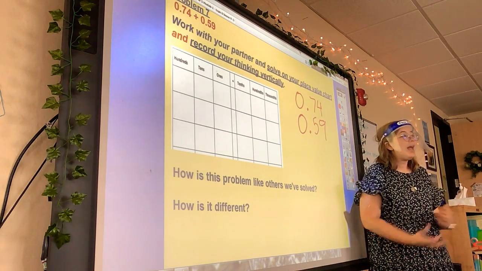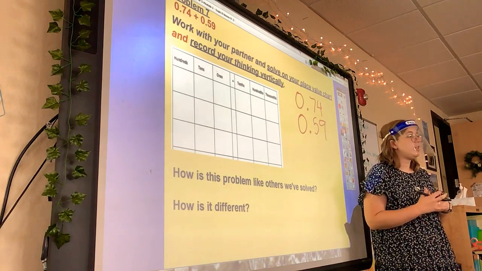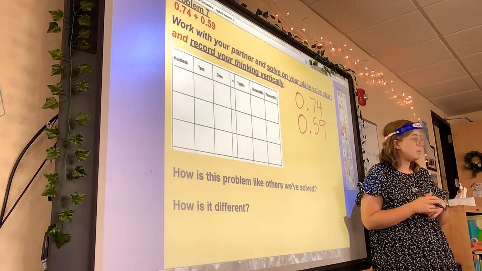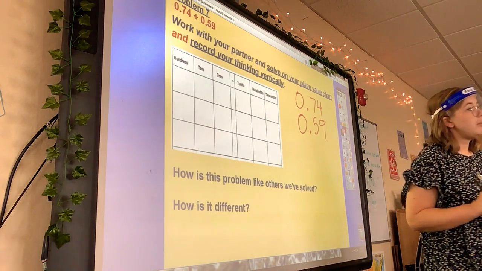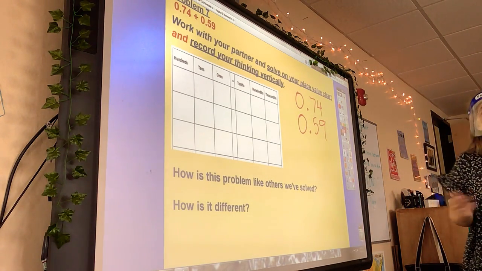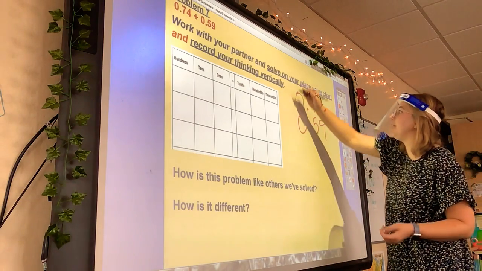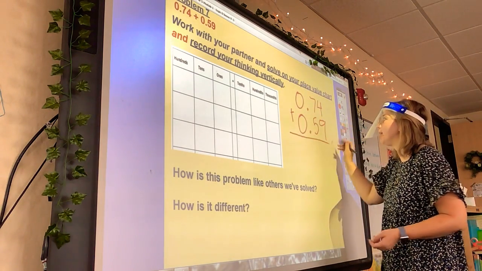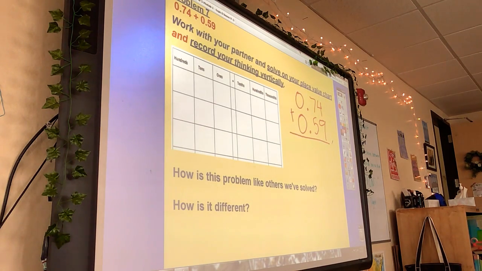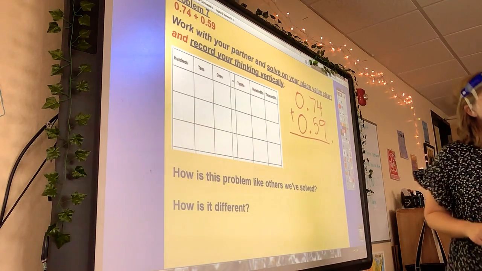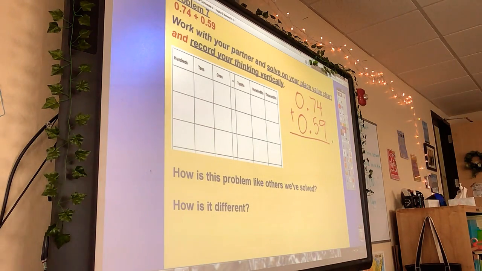Okay? So every time you set it up in the standard algorithm, you're going to line it up using the decimal. Okay? So if you could do me a favor, if you could grab your math notebook, okay? Turn to the page you were already writing on and write this example right here for me. Write this example down. Make sure those decimals are lined up.